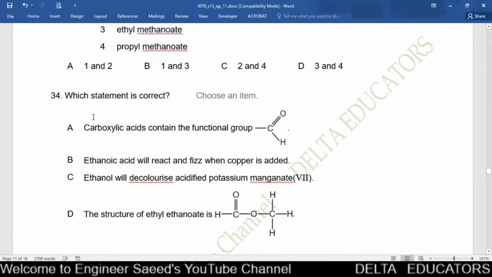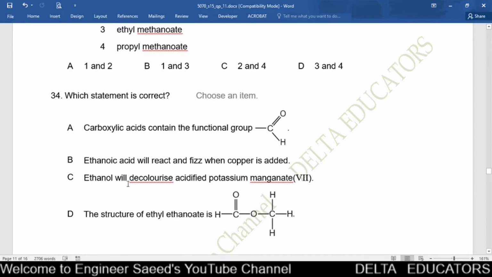Question number 34. Which statement is correct? Option A. Carboxylic acid contains the functional group COH. It is not functional group of carboxylic acid. For carboxylic acid, functional group is COOH. Here one O is missing, so this one is incorrect. B. Ethanoic acid will react and fizz when copper is added. In ethanoic acid, we have hydrogen. Hydrogen is more reactive than copper. So copper cannot replace hydrogen from ethanoic acid. So this reaction is not possible.